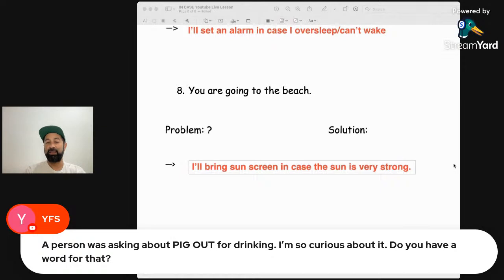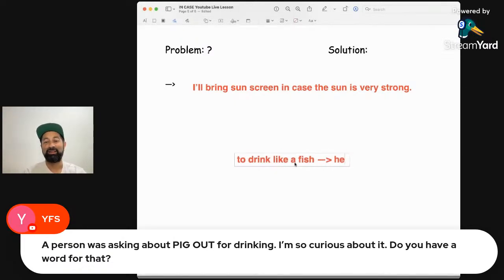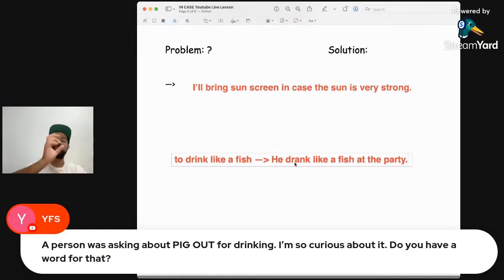I'll put it in the comment section, and let's put it here as well. I've got a lot of space here. So to drink like a fish. To drink like a fish. This means you're drinking a lot of alcohol. You're drinking a lot. So if I had an example sentence, I could say he drank like a fish at the party. So that means at that party, he was just drinking and drinking and drinking too much. So if you drink too much alcohol, drink like a fish is very good.